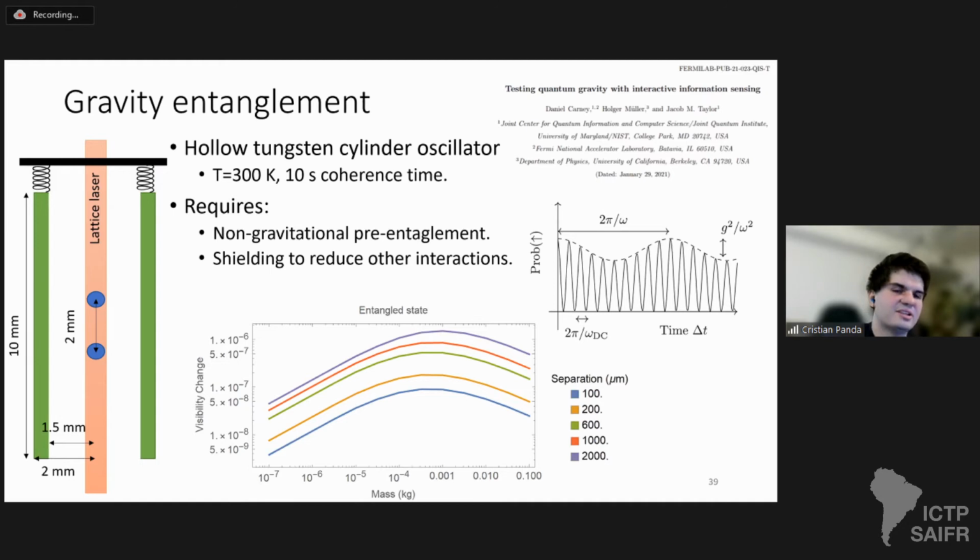Other challenges are that this experiment would require pre-entanglement using a non-gravitational interaction with long coherence time, and probably also shielding to reduce non-gravitational forces due to electromagnetic or Casimir-Polder interactions, for example. But it might be possible in the coming years with the technique of lattice atom interferometry really maturing and getting a lot more sensitive. So it's something to look forward to in the following years.